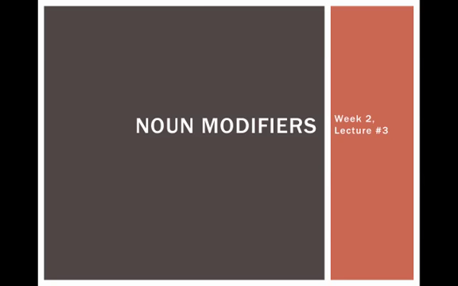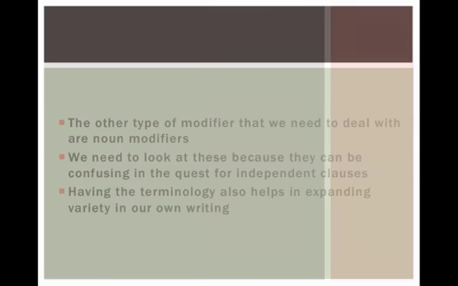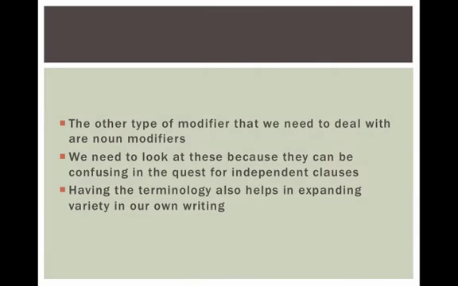Now we're talking about, as promised, noun modifiers. We need to look at these because they can be confusing when we're looking for independent clauses. That is to say, nouns can be modified with things that look very similar to independent clauses. They've got a few differences though, and that's what we're going to be focusing on today.